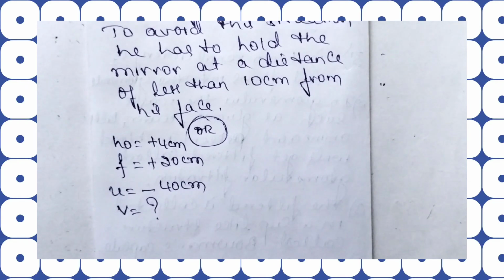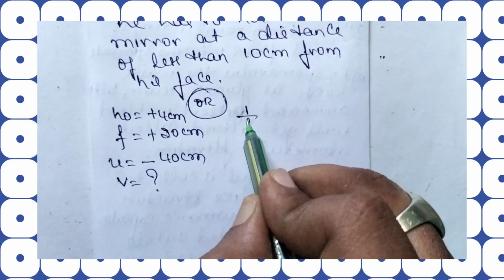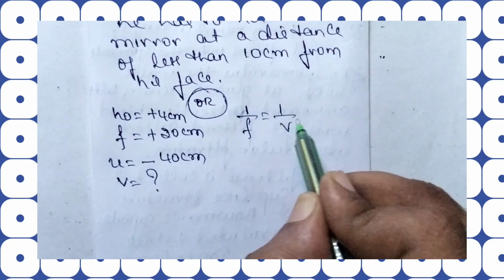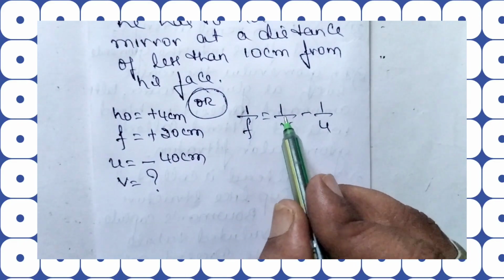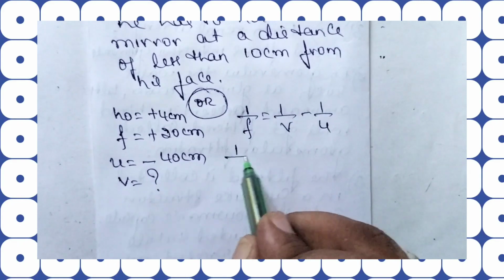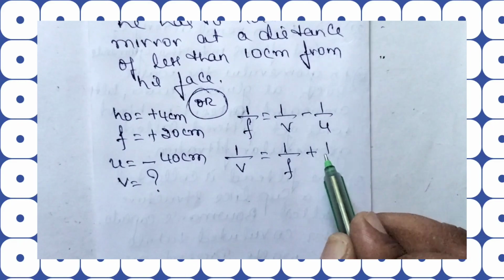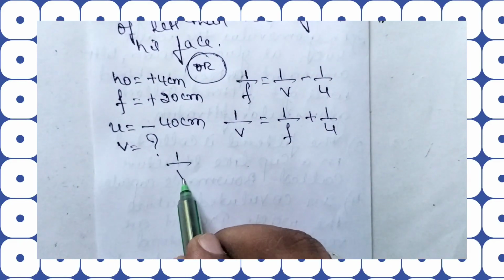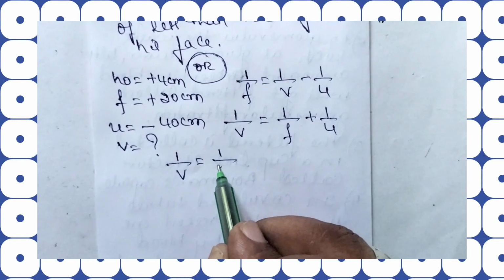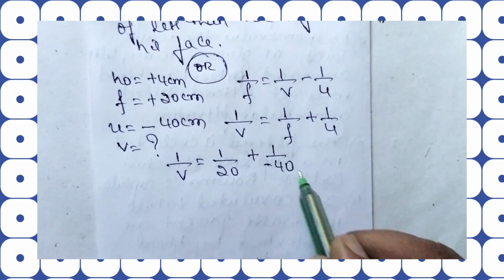So now let us first calculate the image distance by using the lens formula. 1 over f is equal to 1 over v minus 1 over u. So we want 1 over v, so we shift minus 1 over u to this side. 1 over v is equal to 1 over f plus 1 over u. Now 1 over v is equal to 1 over f, which is 20, plus 1 over u, which is minus 40.